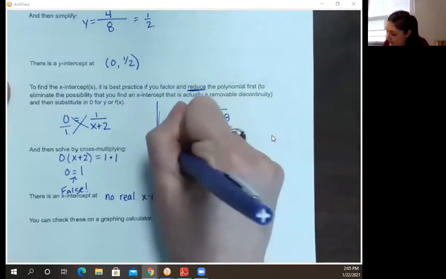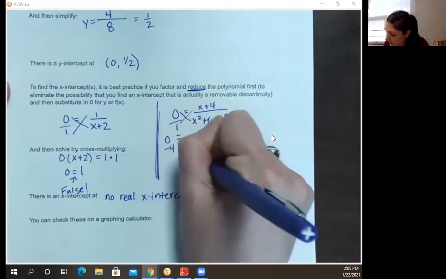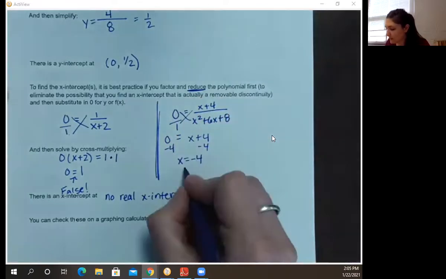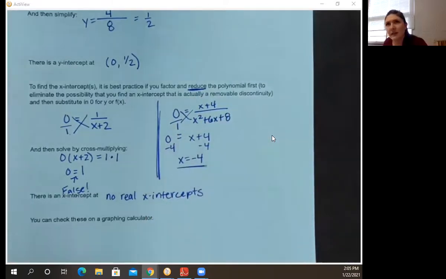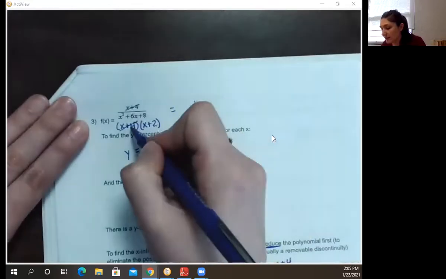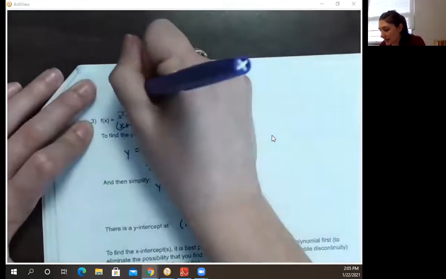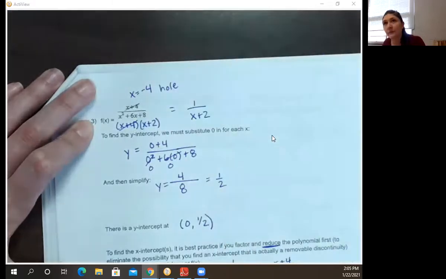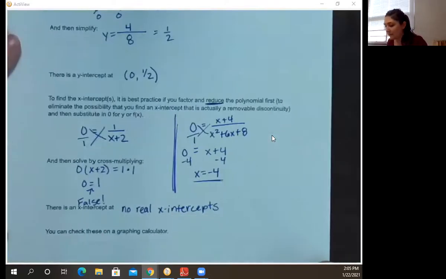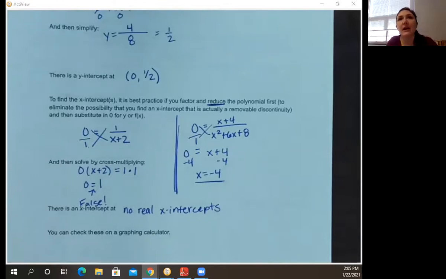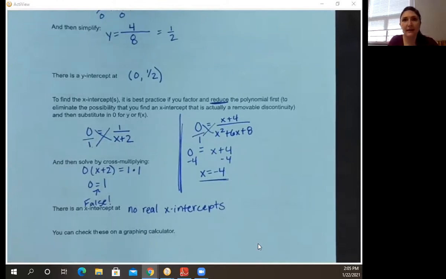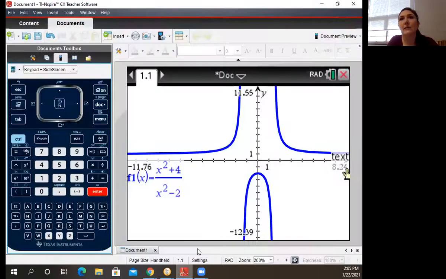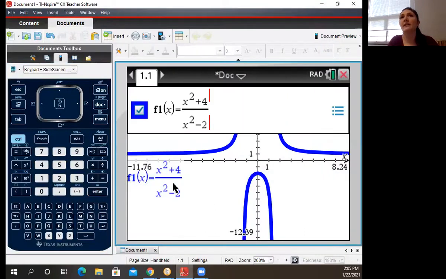Now to get x by itself, I would move that 4 over, and I would have an x-intercept here at -4. Now here's the problem. We know because this factor reduced that x equals -4 is actually a hole. So if I check my graph, let's take a look at this here. We want to make sure that we've correctly classified that point and that we actually do not have any real x-intercepts.